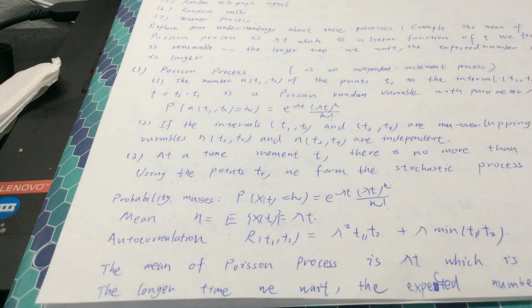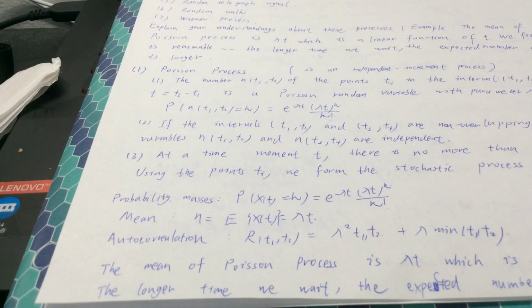So hello, everyone. This is homework 10. This is probability and stochastic processes, homework 10, question 1. In this question, it requires us to explain the following seven definitions and properties of some stochastic processes.